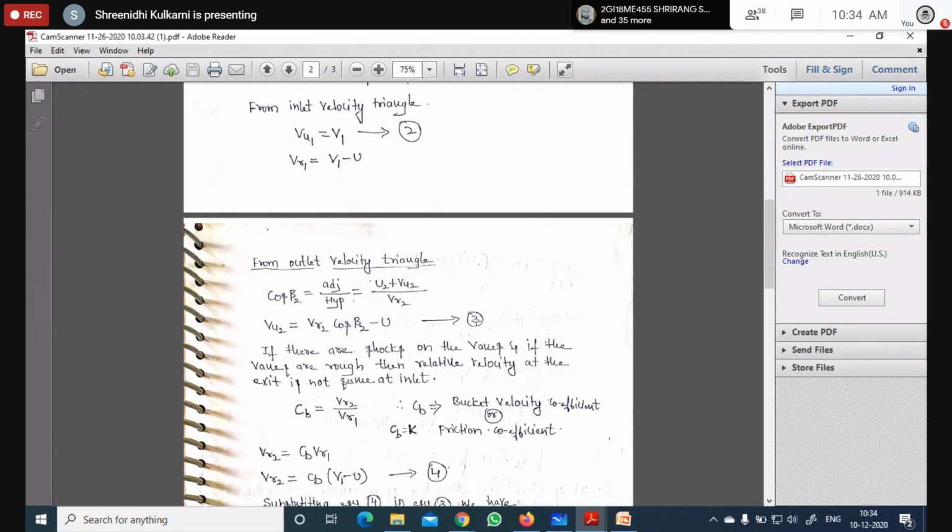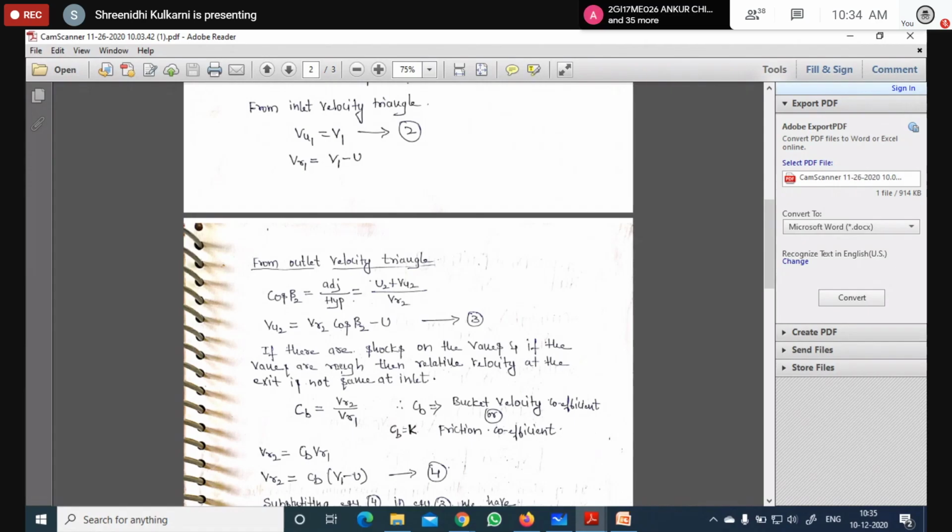So there is one condition: if there are shocks on the vanes, and if the vanes are rough. Please understand this statement. Shocks are a dynamic action. If the jet of water strikes the turbine blades, immediately the turbine blade will start to rotate. That we can call a shock. If there are shocks on the vanes, and if the vanes are rough, when will we get the rough?